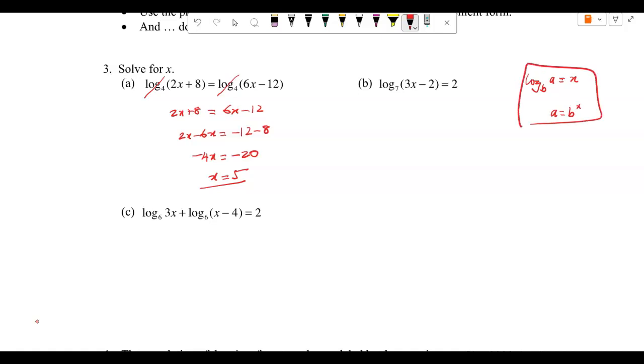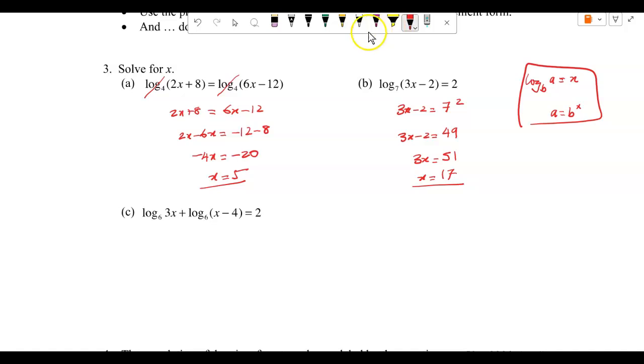So 3x minus 2 is equal to 7 to the power of 2. The base will become base on the other side, remember? So 3x minus 2 is equal to 49. So 3x is equal to 51. x is equal to 17.